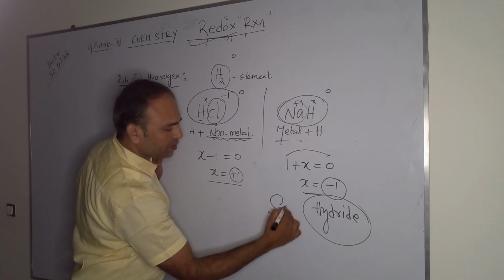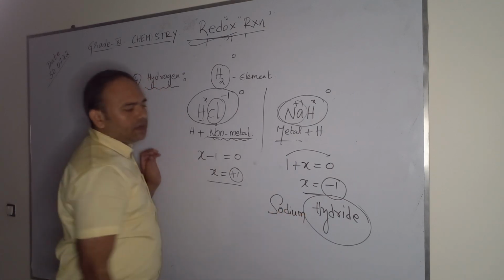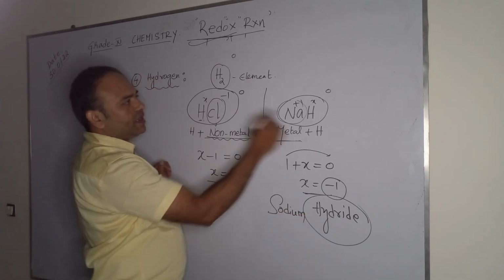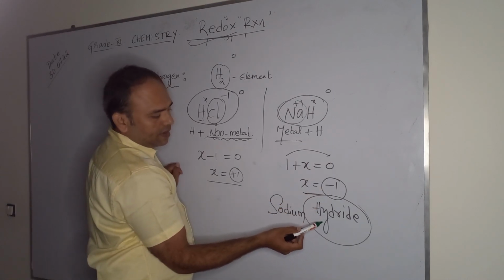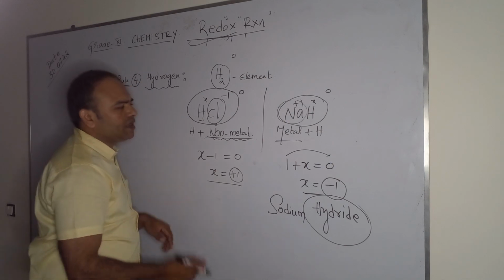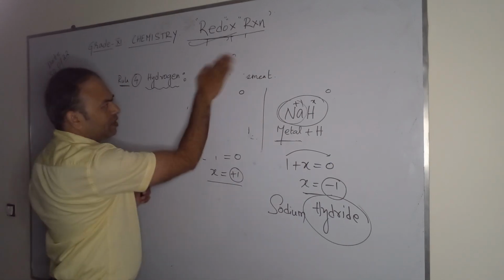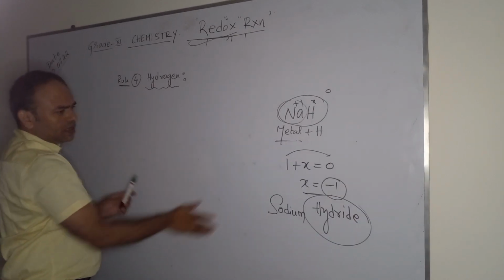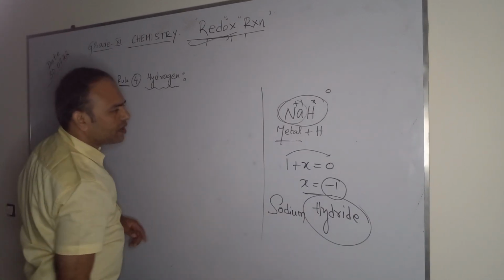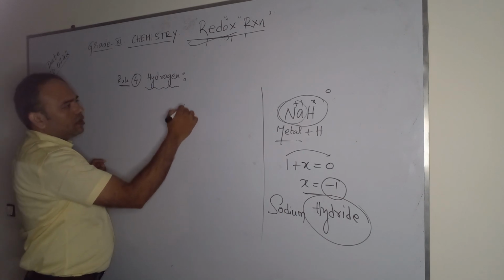Hence you call it sodium hydride. If H has minus 1 oxidation state, you call it hydride. So many examples are there. That is sodium borohydride, lithium aluminum hydride, etc. In all the cases, you have minus 1 oxidation state.